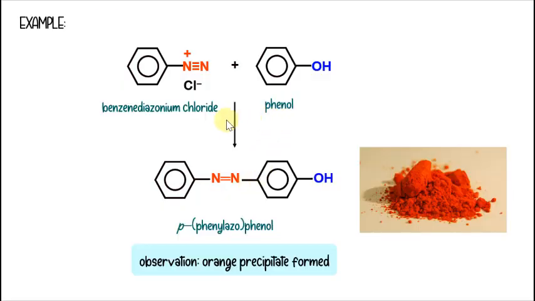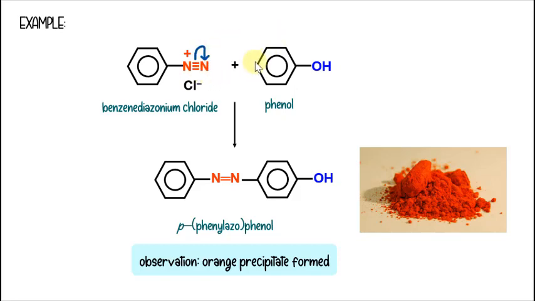So let's have a look at the first example. So let's say we have benzene diazonium chloride, okay, treated with phenol. Okay, we react it with phenol. Okay, the triple bond from the nitrogen here, okay, one of the bonds will go to the nitrogen, right? So this nitrogen will have two lone pairs.